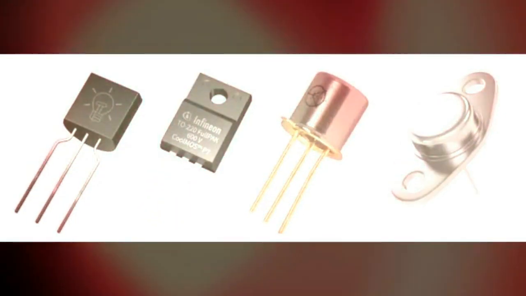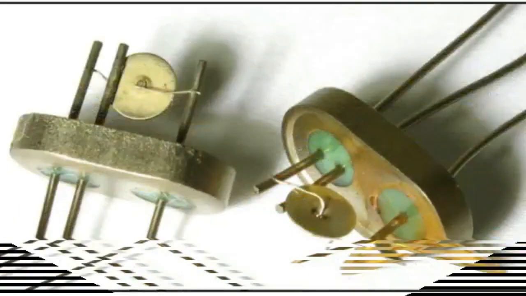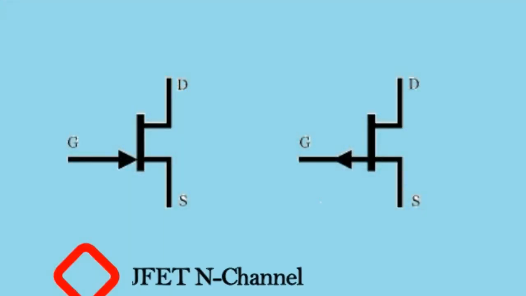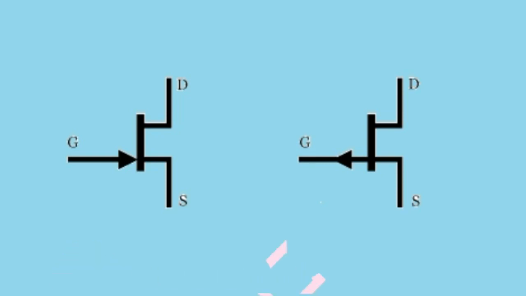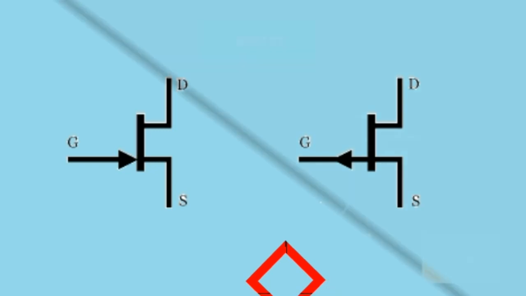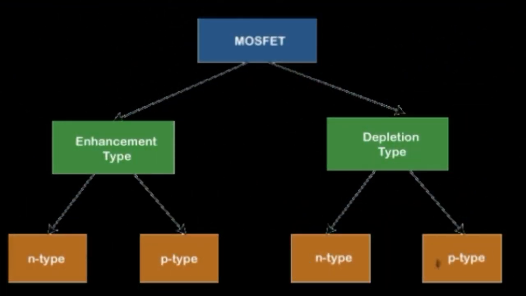2 types of junction field effect transistor and metal oxide semiconductor field effect transistor are types of field effect transistors. Also, JFETs are divided into 2 categories, JFET N-channel and JFET P-channel. MOSFETs are classified into 2 categories, depletion mode and enhancement mode.